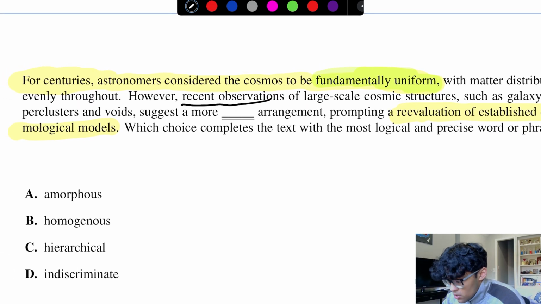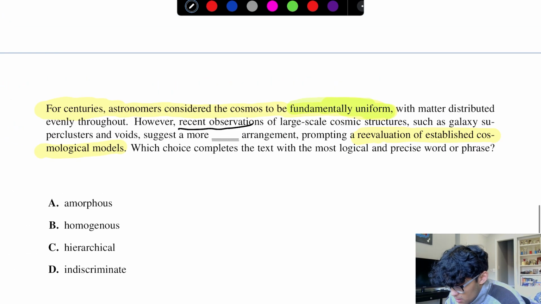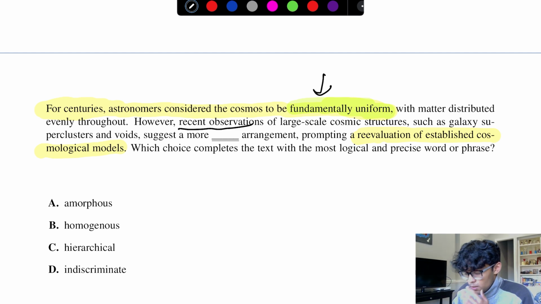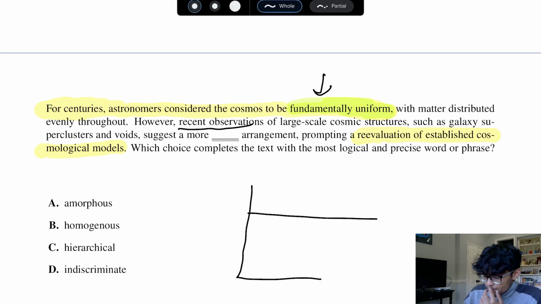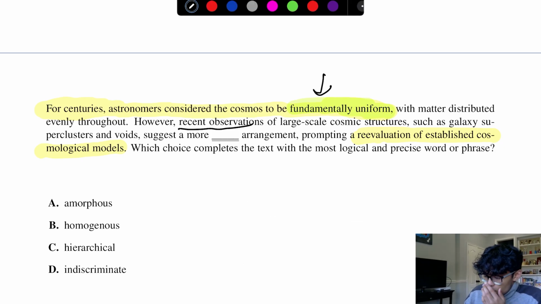To be honest, there are a bunch of different words that can fit in the blank here, but we just want to look for something that's not fundamentally uniform. Uniform basically means that they're all the same. If you imagine a uniform line, just to give you an example of what uniform means, it's just a flat line. It doesn't change at all. Fundamentally uniform I think is a key term because it's what the astronomers considered.